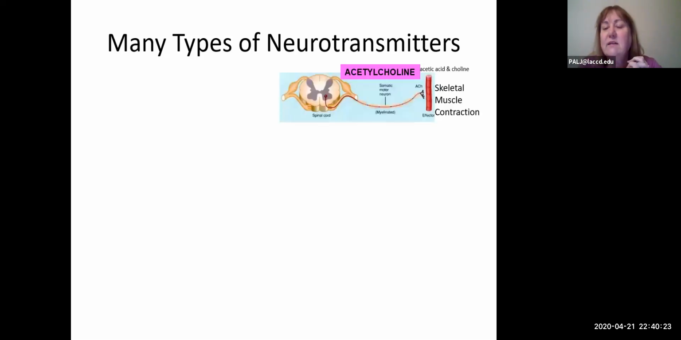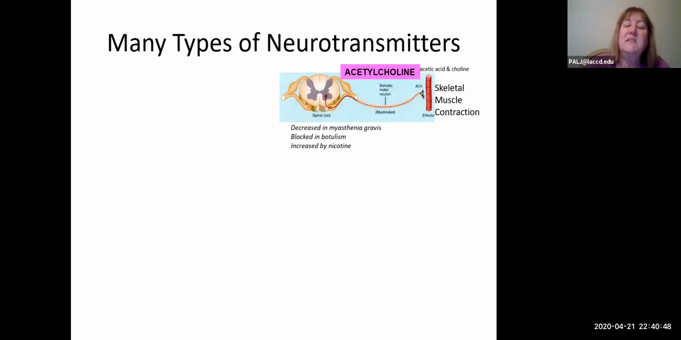The first one's acetylcholine. Okay, you're going to need to know this one after this test because we're going to go to skeletal muscle. And this is the neurotransmitter which is involved in all skeletal muscle contraction. And acetylcholine is acetic acid bound to a choline molecule. Don't need to know it for this test, okay? So just warning you, for your next test, you're going to have to know it, but you don't need to know it for this test.